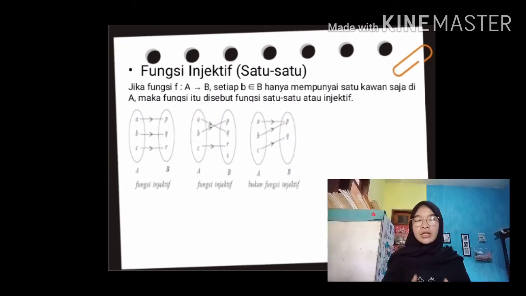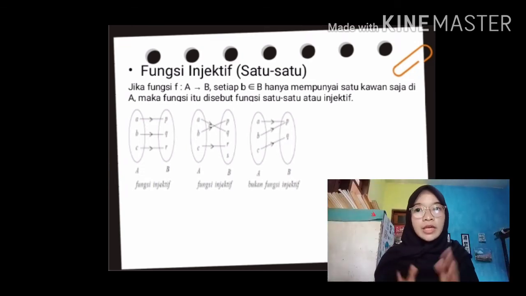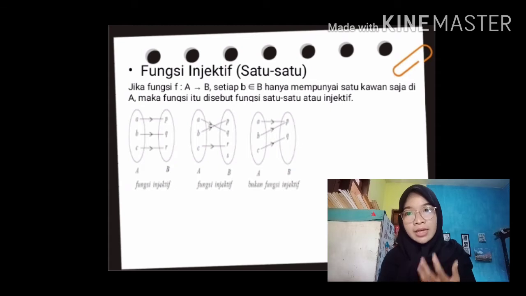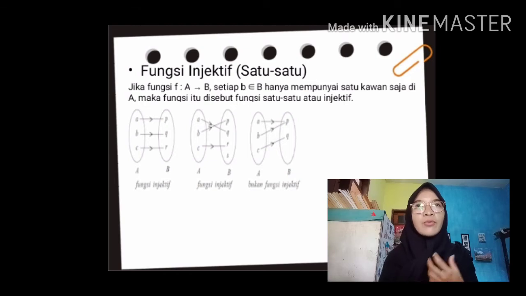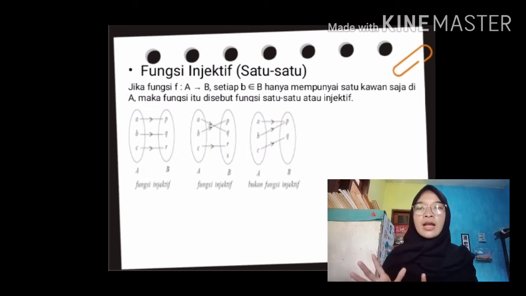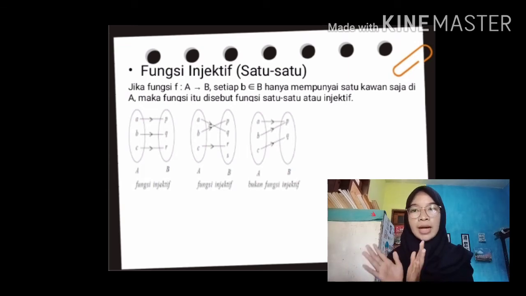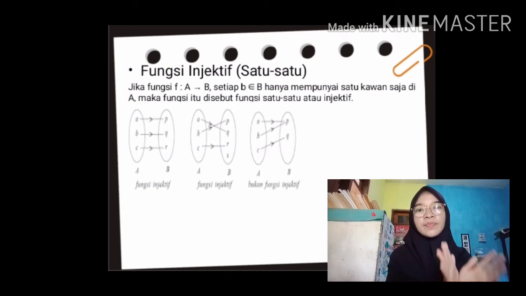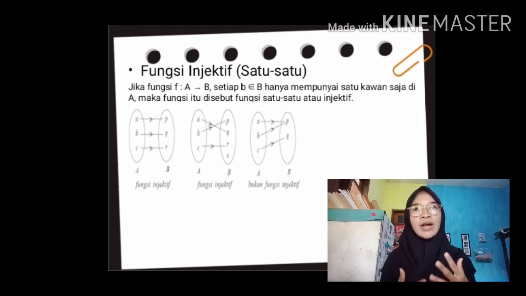Next, the injection function, or one by one. If function f is from A to B, and every element of B has only one prime, only one pair, then the function is called function one by one, or injective. Example, this is the picture. One is an injective function, two is an injective function, three is not an injective function. Okay, because an injective function is one by one.